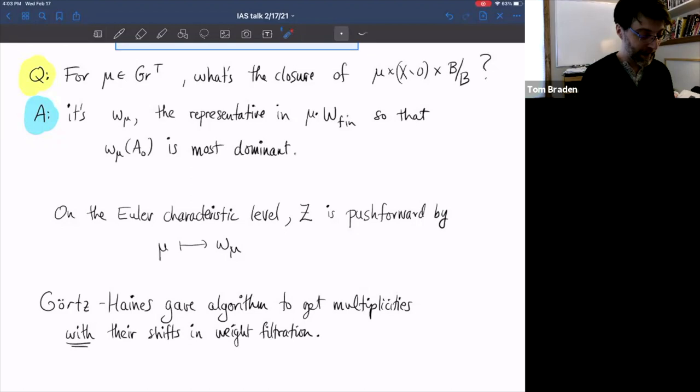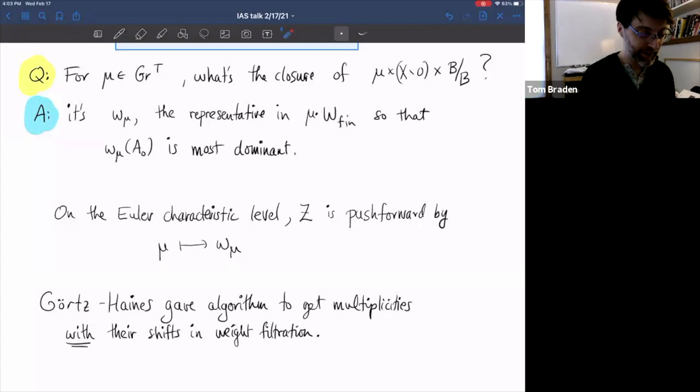But there's much more sophisticated work by Gertz and Haynes, which actually takes into account the weight filtration. So whereas for the S1, I was just going to put Euler characteristic zero, you really want it to be something like one minus Q, or some shift of that, maybe a v minus v inverse.